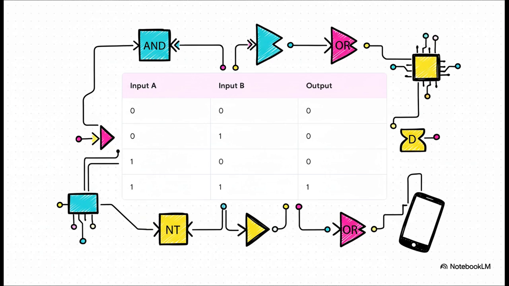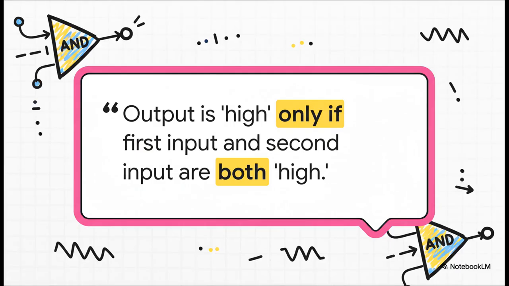If either input is a 0, the output is a 0. If both are 0, still 0. The only way, the one and only way you can get a 1 out of this thing is if input A and input B are both a 1. So to put it in circuit speak, where high just means a 1, the output is high only if the first input and the second input are both high. That's the AND gate in a nutshell.